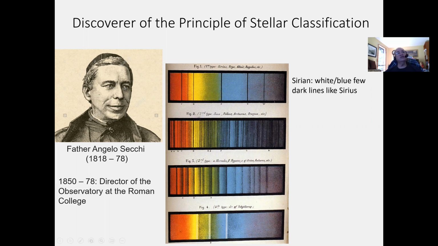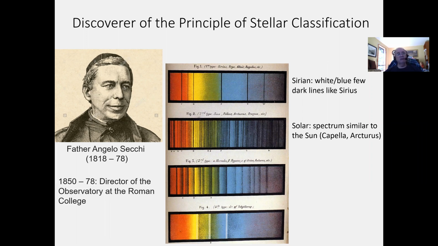The first one was Sirius-like, the brightest stars, Sirius being the brightest star. So there was a Sirian type of spectra, very, very white light with very, very few dark lines. Then there was the solar spectrum, spectra like the sun, with many, many dark lines. Capella and Arcturus are good examples of stars that have spectra very similar to our sun.